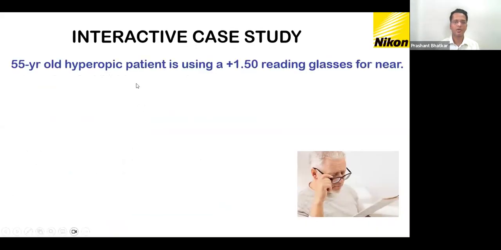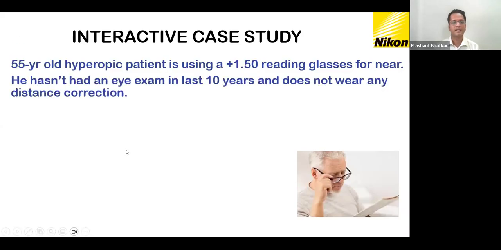It's a 55-year-old hyperopic patient, and he was using 1.5 diopter reading glasses for near. It was a 55-year-old uncle who was wearing his reading glasses. I'm sure this is a common scenario in your clinics, at your optician, at your practice. I'm sure you've seen a lot of patients walking into the store, to the clinic, wearing reading glasses. And he was no different. He came to the clinic and he hasn't had an eye examination in the last 10 years.